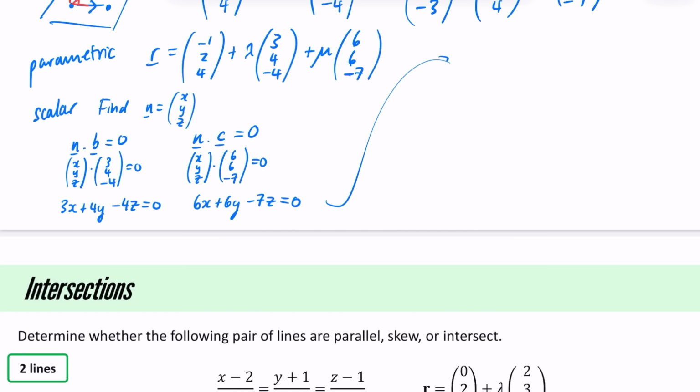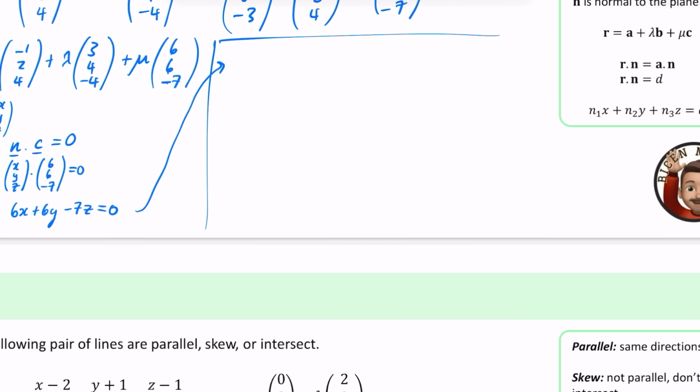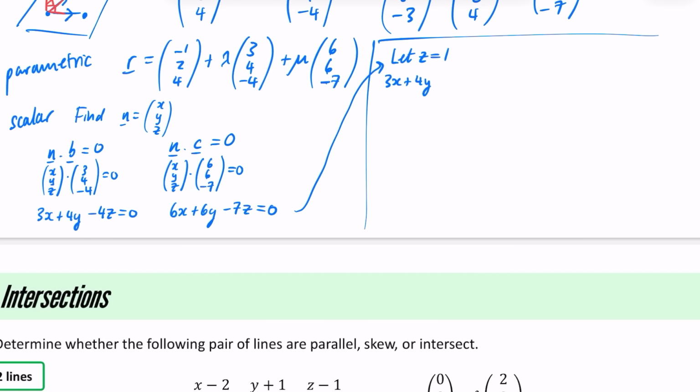So what we're going to do instead is pick a value for z. So, boxing this off, let's just pick a value. Let's just let z equal 1. Well, for that first equation, if z was equal to 1, we would have 3x plus 4y minus 4 equals 0. So I'll just put that minus 4 to the other side. And for the second equation, we would have our 6x plus 6y minus 7 equals 0. Put the minus 7 to the other side, and we get a 7. So I'm just trying to find some coordinates that will make both of these things true. Simultaneous equations, 3, 4, 4, 6, 6, 7.